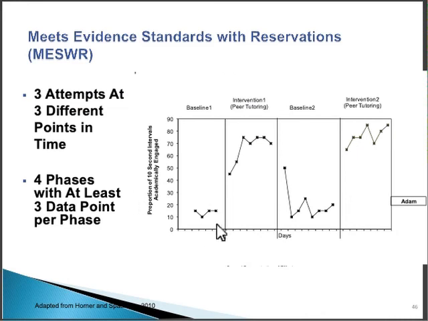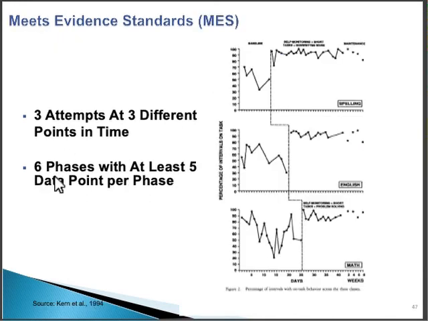So here we have 4 phases with at least 3 data points per phase, because we didn't have 4 here, or we didn't have 5 there, rather. And then here we have 6 phases with at least 5 data points per phase. So we had 1, 2, 3, 4, 5. So we're good. Although, yeah, I think we're okay. We should have probably waited a little bit longer between these, but I think it's okay.